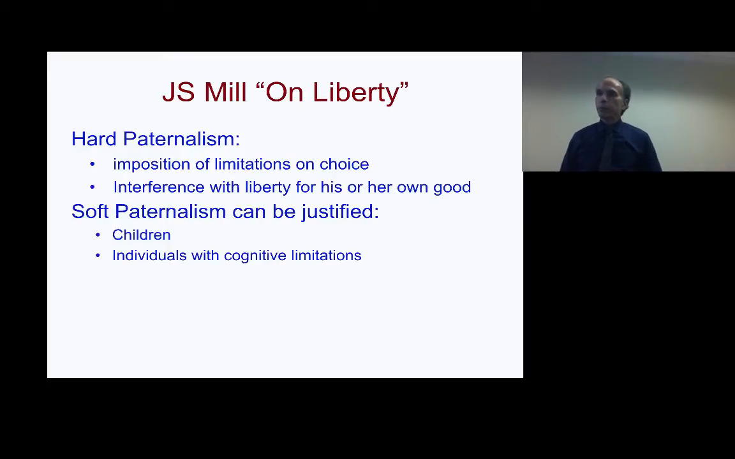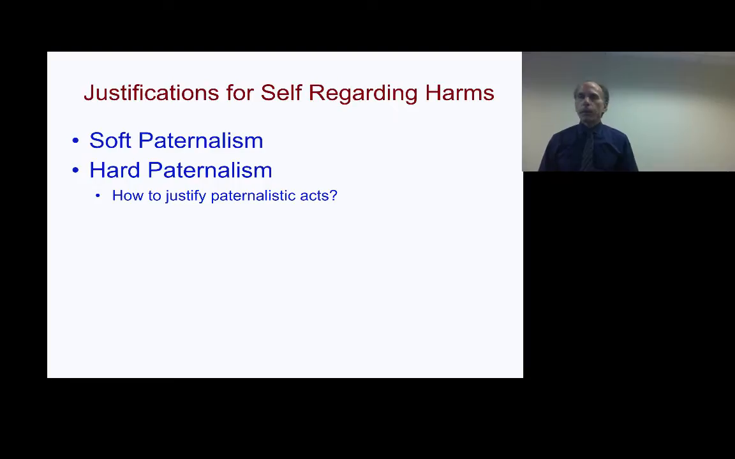Examples of hard paternalism would include imposition of limitations on choice or interference with liberty for his or her own good. But Mill would agree that actions that represent soft paternalism could be justified, and that would include acting for children or individuals with cognitive limitations. While soft paternalism is justifiable, according to Mill, the issue is how do you justify public health acts that largely represent hard paternalism? And this is going to be the focus of this presentation.